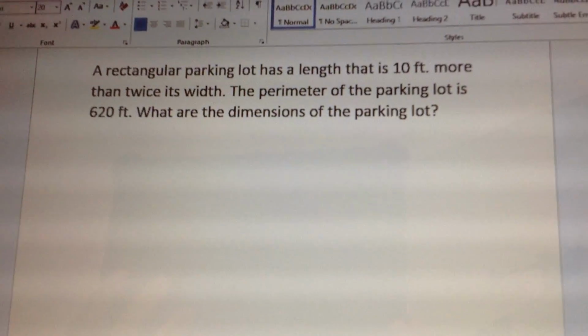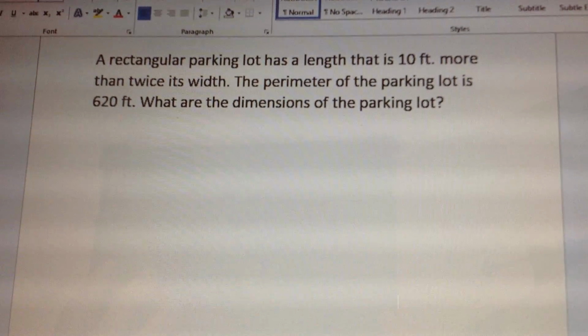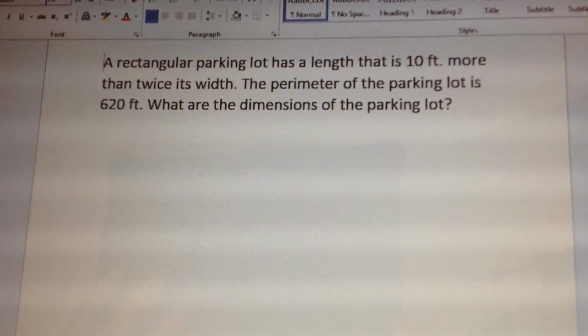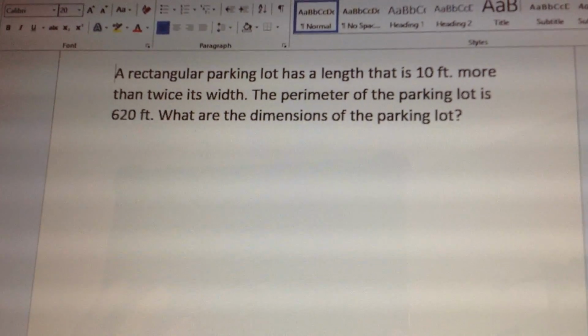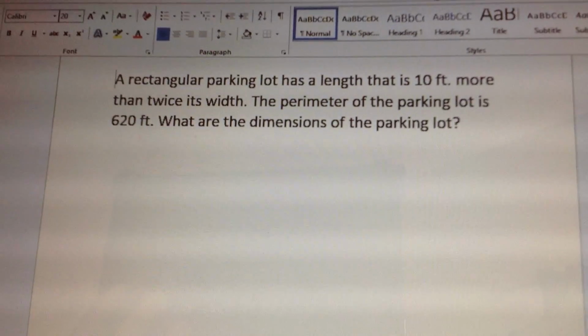Solving geometry problems by using two variables. So let's say we're given this problem. A rectangular parking lot has a length that is 10 feet more than twice its width. The perimeter of the parking lot is 620. What are the dimensions? Remember, you can screenshot again.